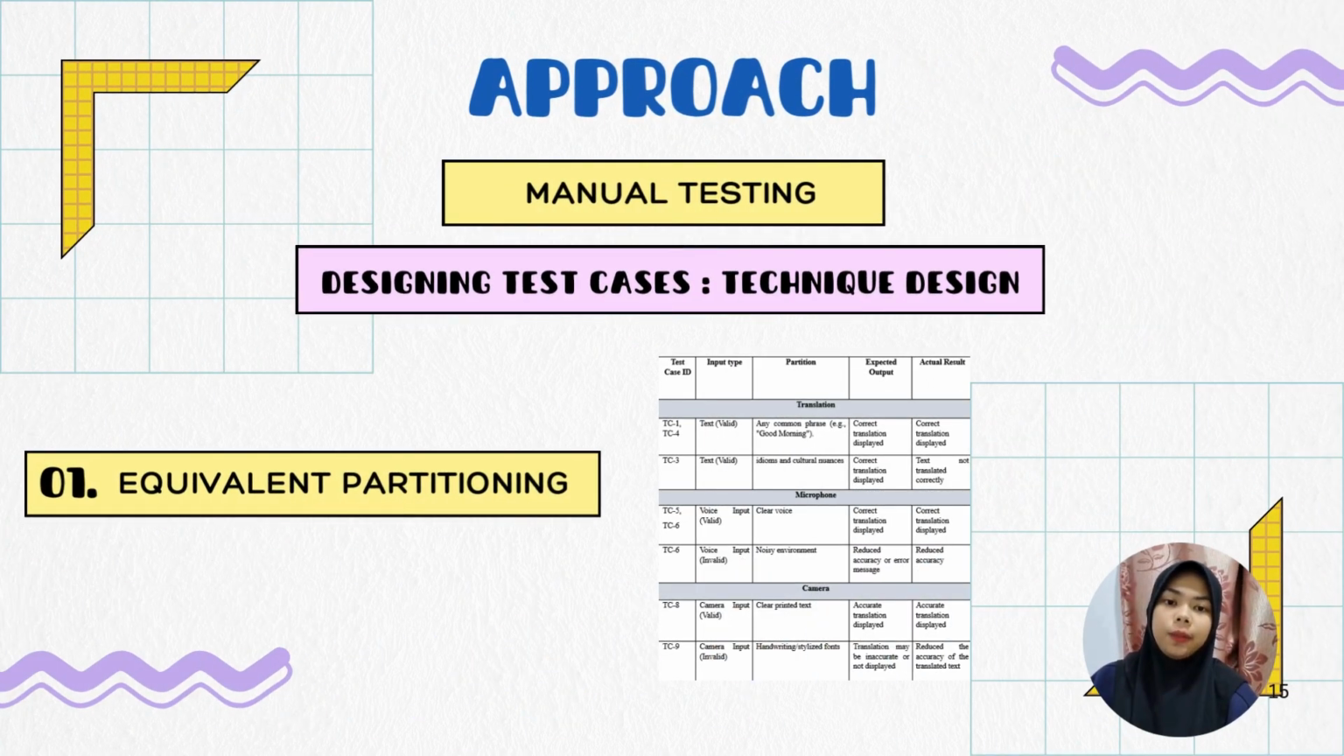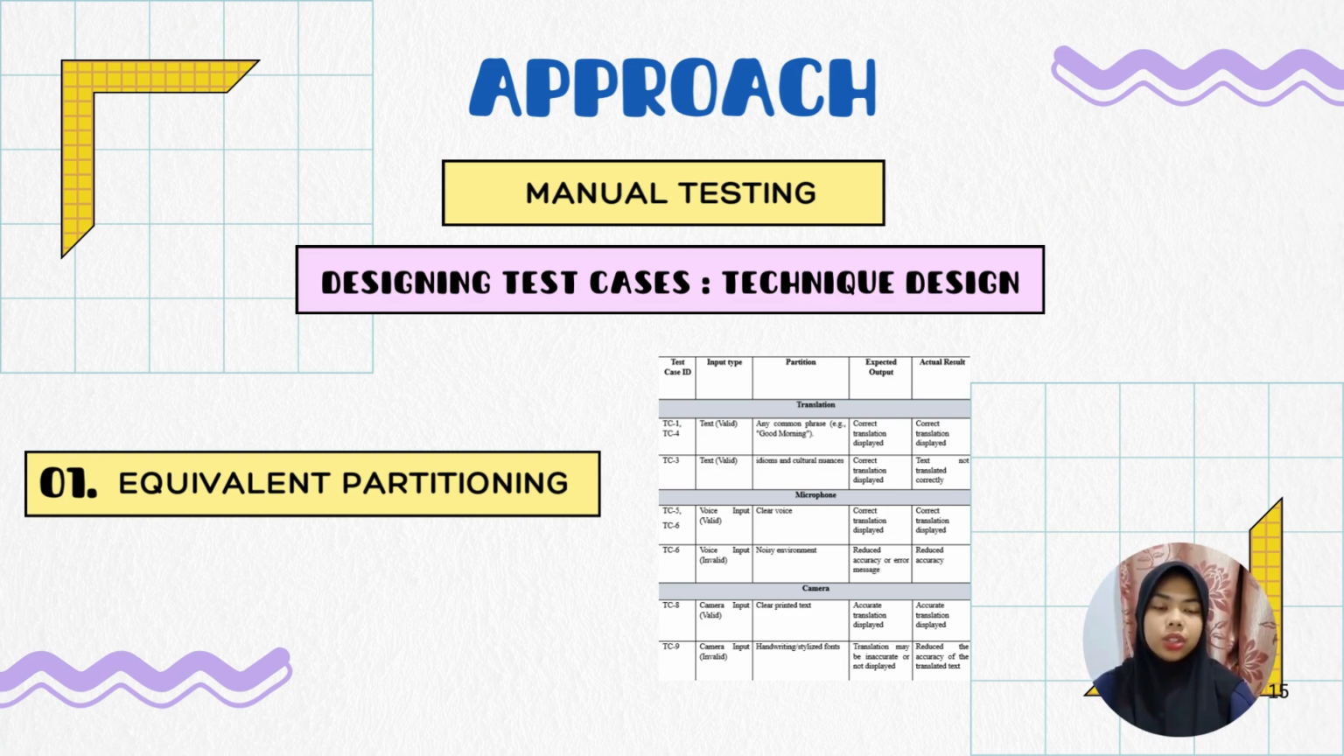On this slide, I'll be explaining our testing approach, how we test our application. So we use manual testing. We perform manual testing by interacting directly with the application interface and verifying its behavior against expected results. For designing our test cases, we use different kinds of design techniques.